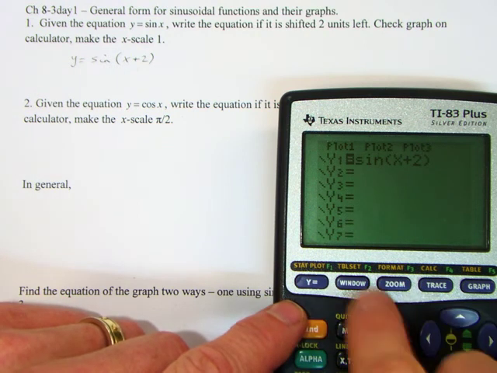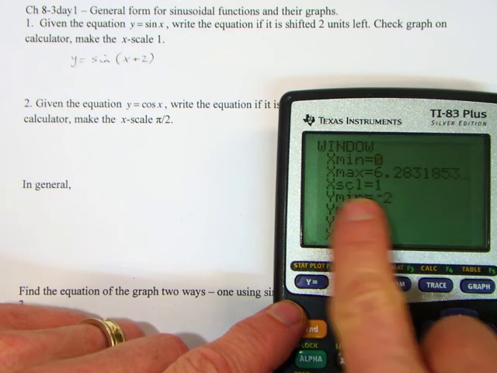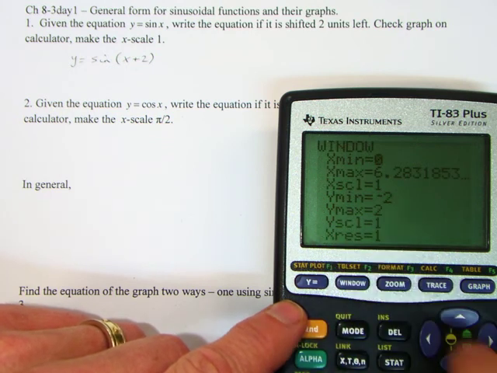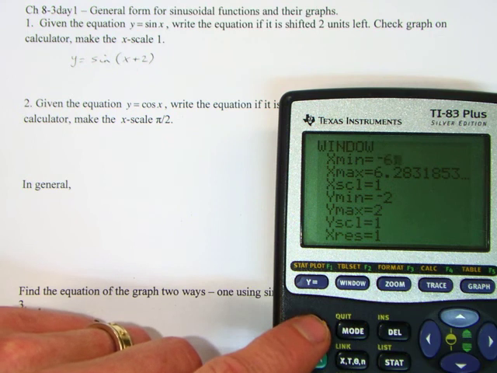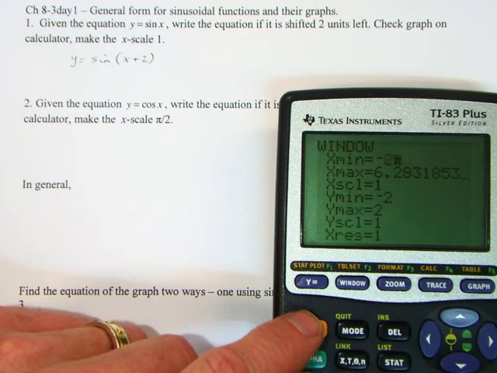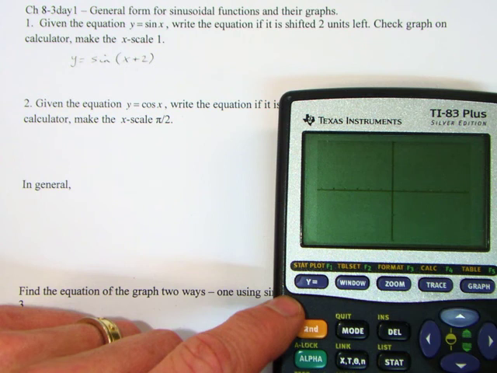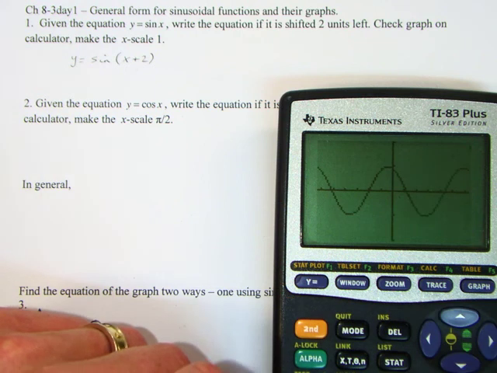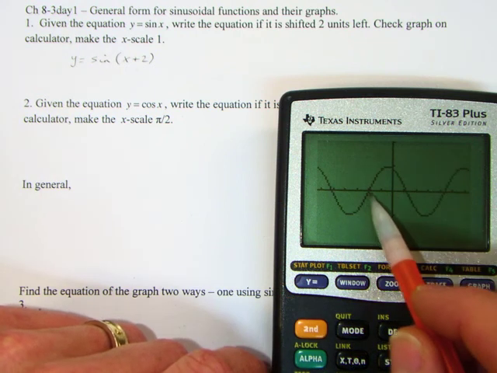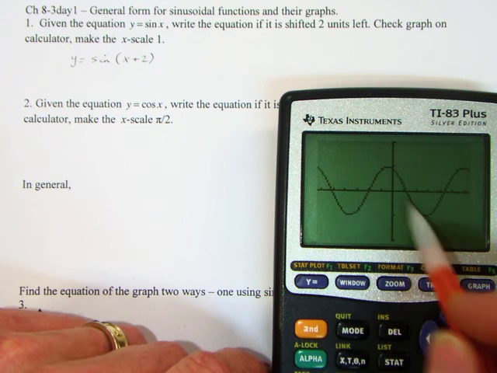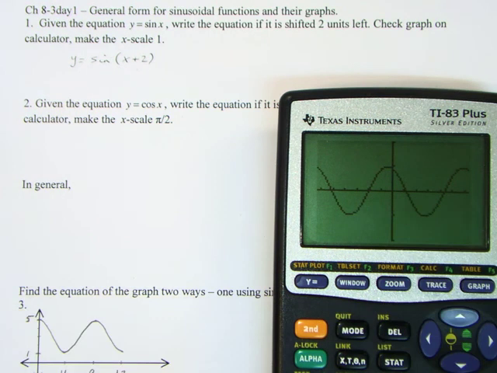X plus 2. I can go to window, make the x scale 1. Actually, let's go to -2 pi, not -6 pi. And so we'll hit graph. And yeah, we can see that this point right there, which is our standard sine, was shifted 2 units left.